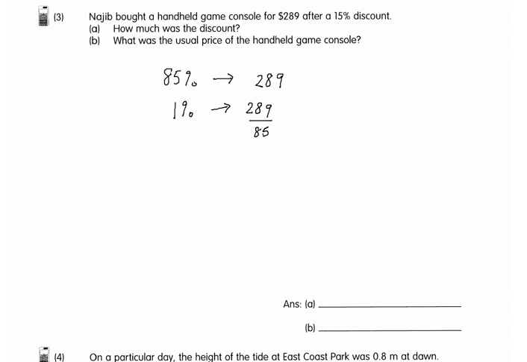Now, to find how much was the discount, how many percent am I looking for? I'm looking for 15%. So to find part A, I need to find 15%, which is 289 over 85 times 15, right? So tell me what's the answer. 51. So you get 51. So we know that a 15% discount is actually $51.